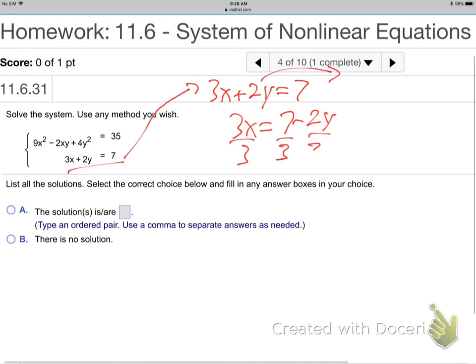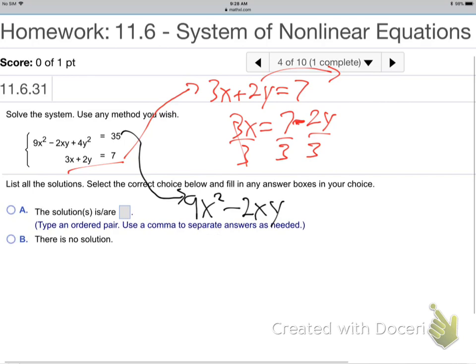Divide by 3. Look at that. I got 7/3 minus 2/3 y. So what? Well, that means I need to plug that into this one, don't I? Which is going to be pretty awful, especially when it's plugged into this middle one. In the front one, something nice will happen, but in the middle one, nothing nice will happen.